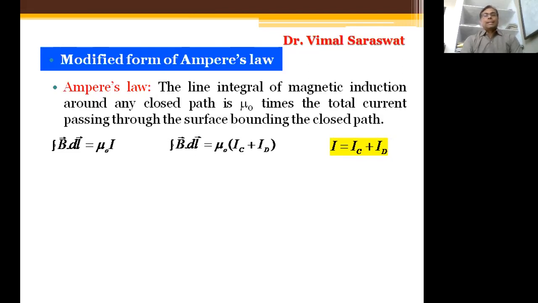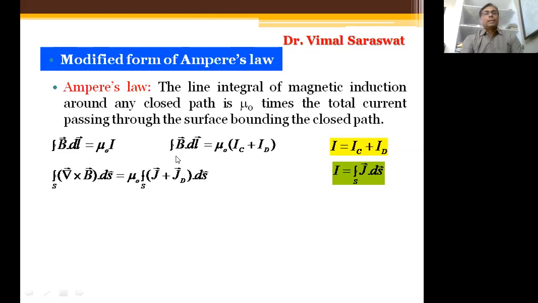So, line integration B dot dl is equal to mu naught times (IC plus ID). But current in terms of current density can be written as surface integral of J dot ds. Here J is current density. So, line integral B dot dl is equal to mu naught times [surface integration Jc dot ds plus surface integral Jd dot ds].